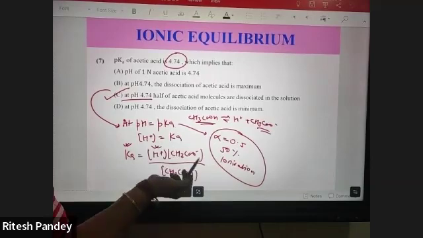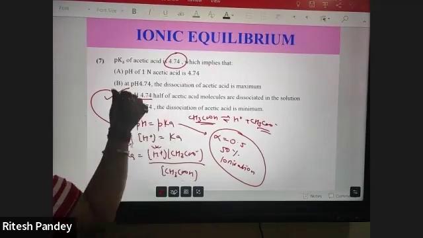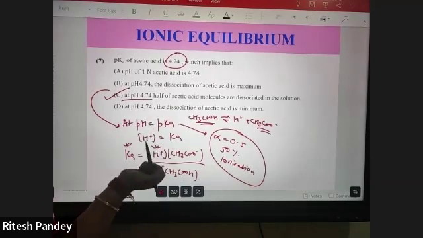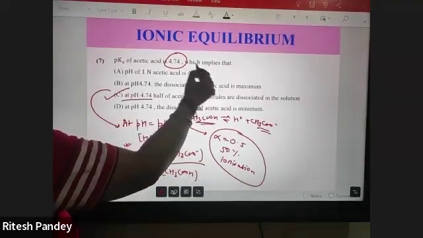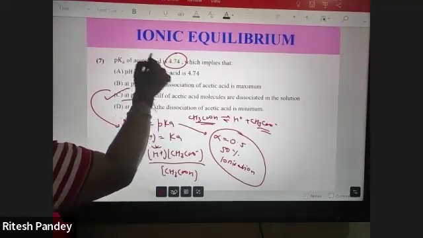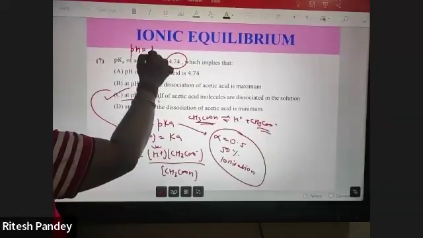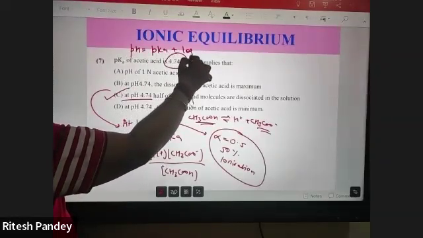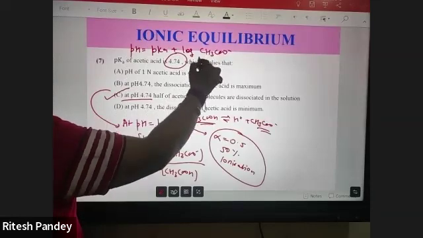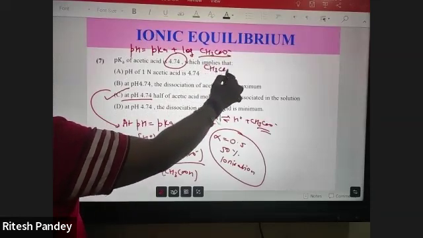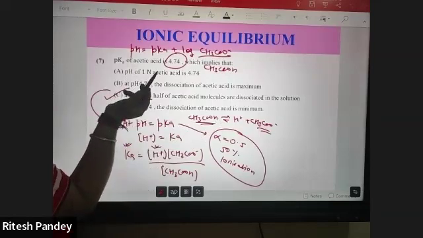Some of you would ask, sir, can't we get this from the buffer as well? pH equals pK plus log of salt over base. I was exactly about to say this. I am very used to people saying this to me. This is something which a lot of people tell me.